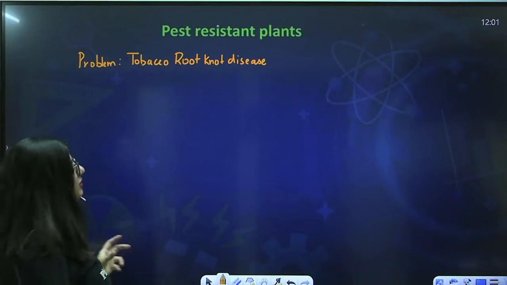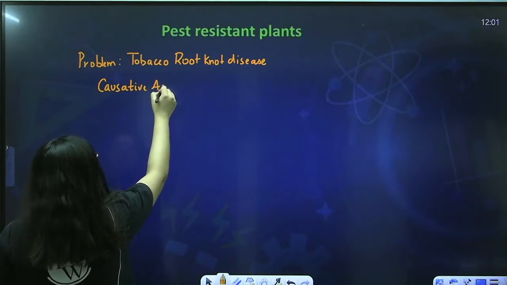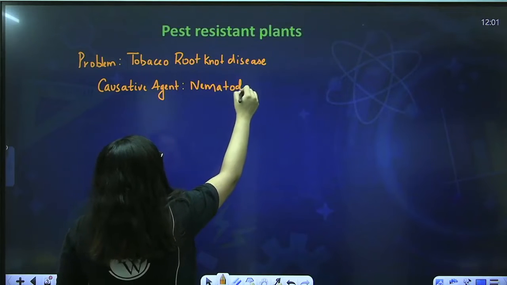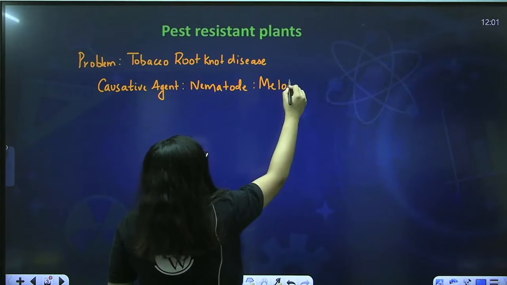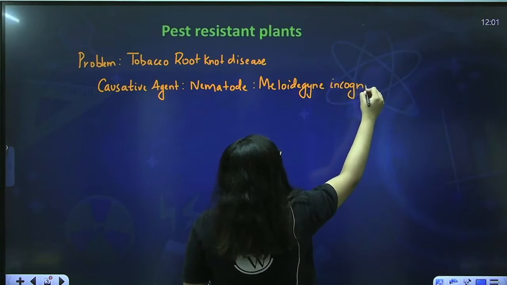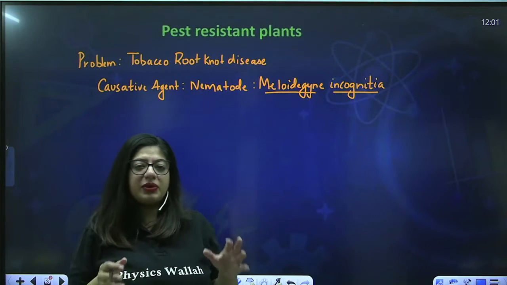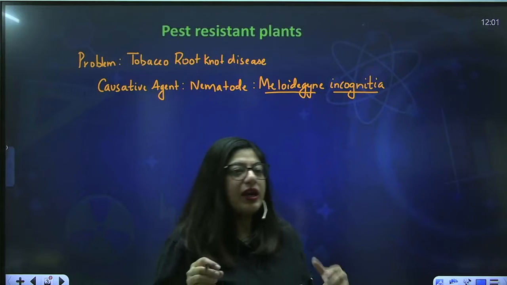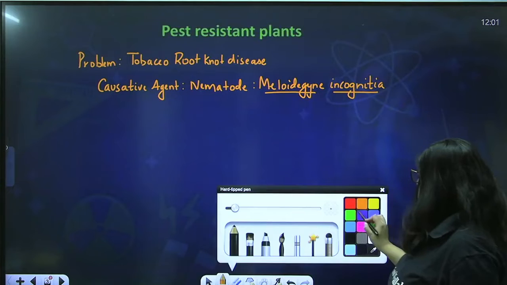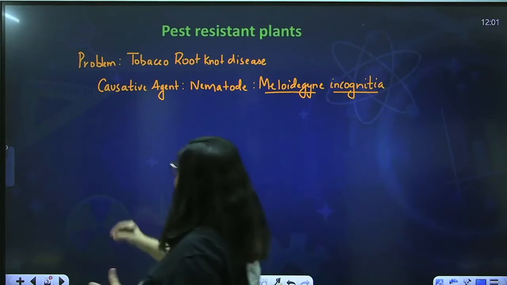Now who does this? Who is the causative agent? A nematode. The causative agent for this disease is a nematode, and obviously there will be a name of a nematode. The name is Meloidogyne incognita. So that's a nematode that basically infects your tobacco plant's root and causes a root knot disease. Alright, so if this was a problem, why not make this plant resistant to this nematode, which is a pest? So for that we used a technology which is RNAi.